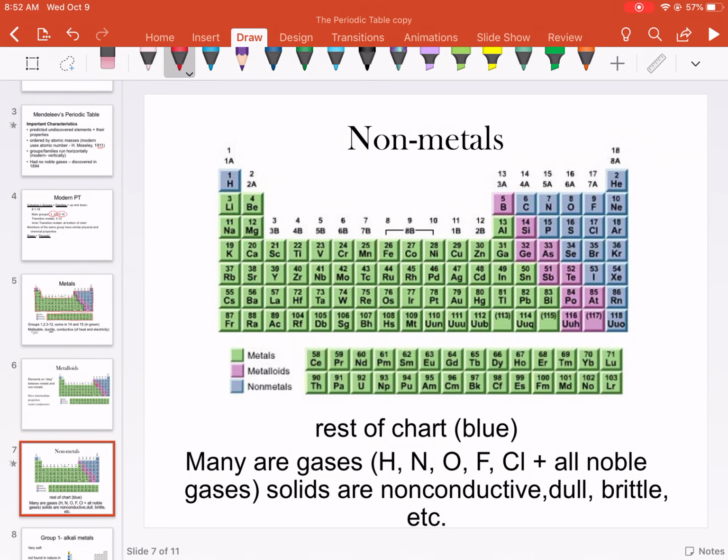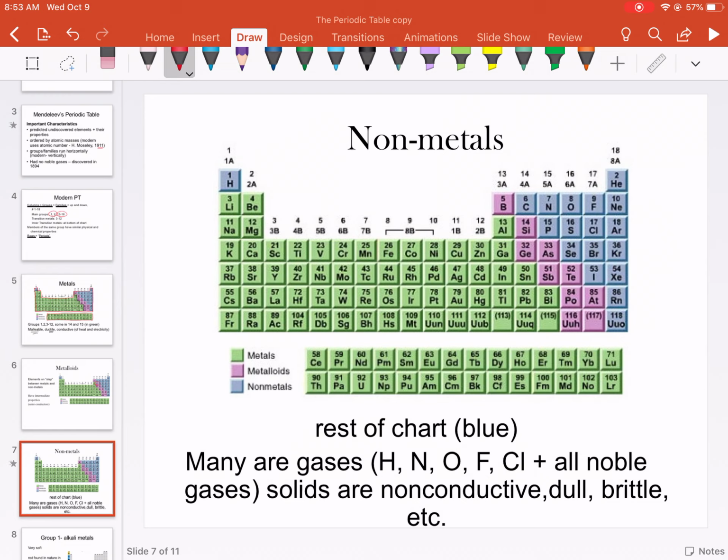Then the nonmetals are, in this chart, in blue. So you can shade them in however you want to in your little sketch of the periodic table. They actually contain all three physical states. So there are solids, liquids, and gases that are nonmetals.